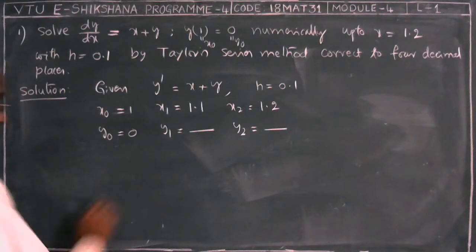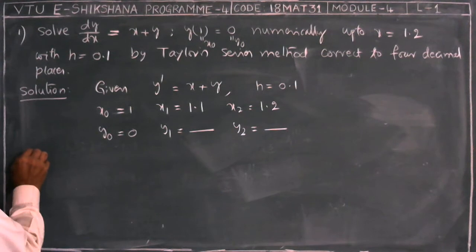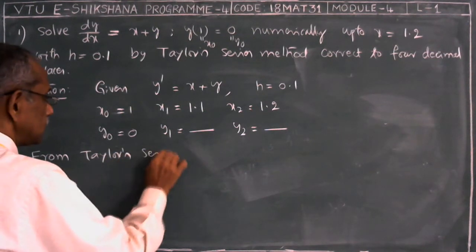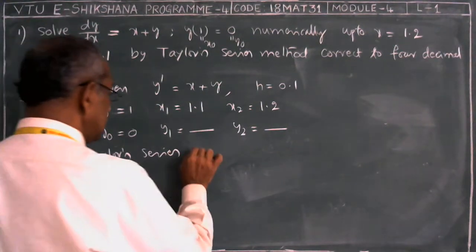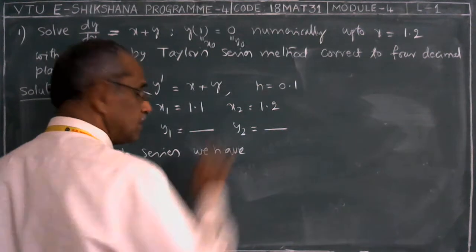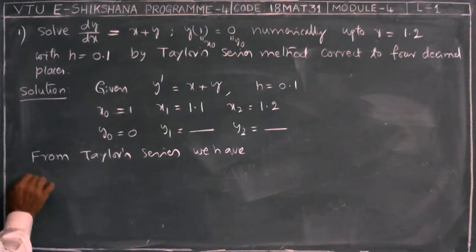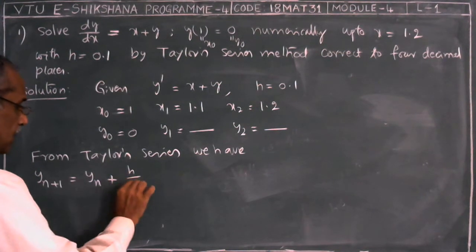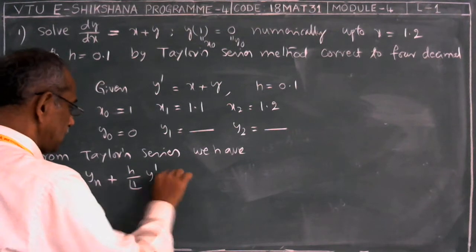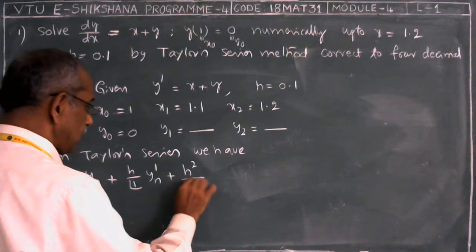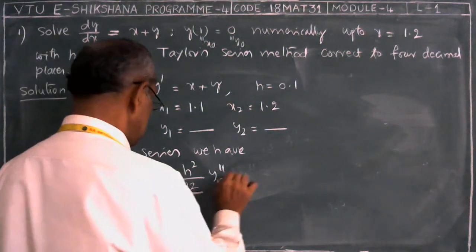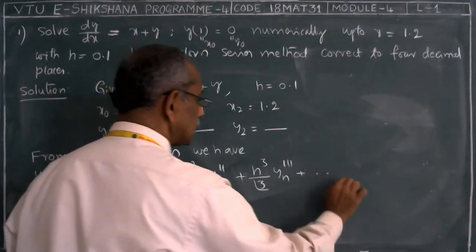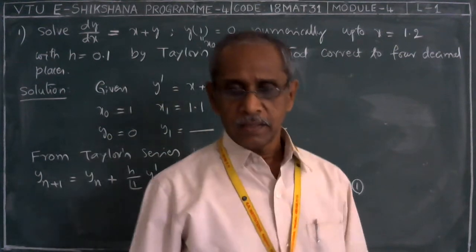Okay, so let me write down the generalized formula from Taylor series. From Taylor series, we have yn plus 1 is equal to yn plus h divided by factorial 1 into yn dash, plus h square divided by factorial 2 into yn double dash, plus h cube divided by factorial 3 yn triple dash, and so on. Call this as equation number 1.